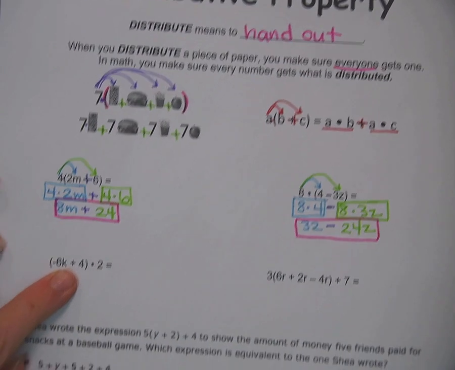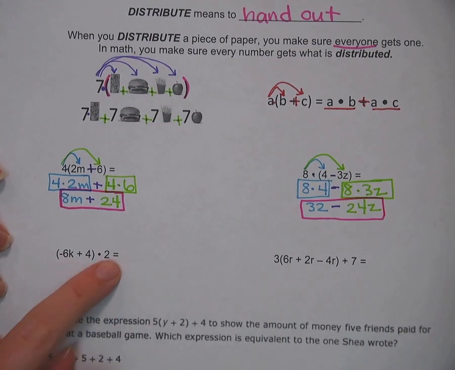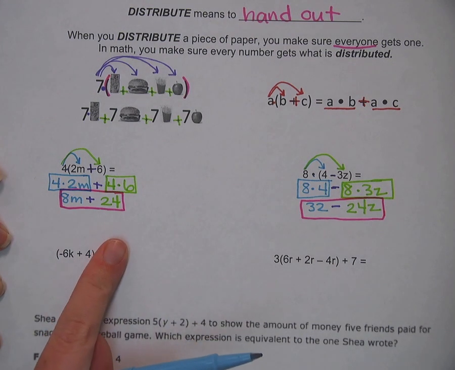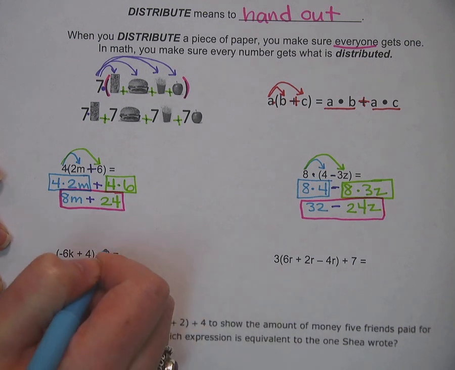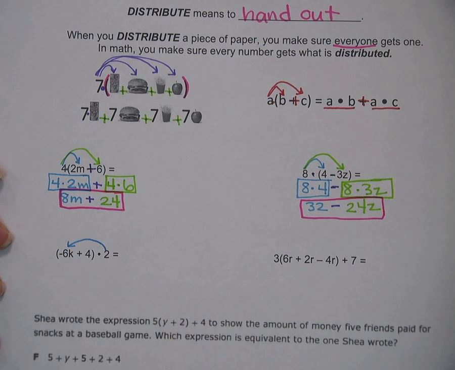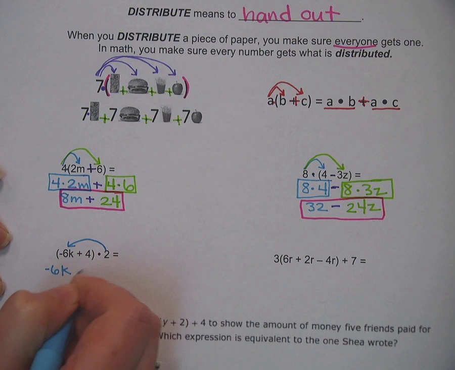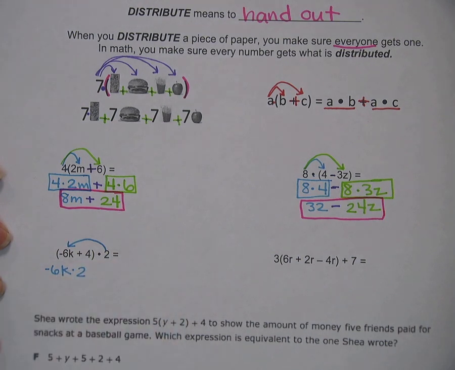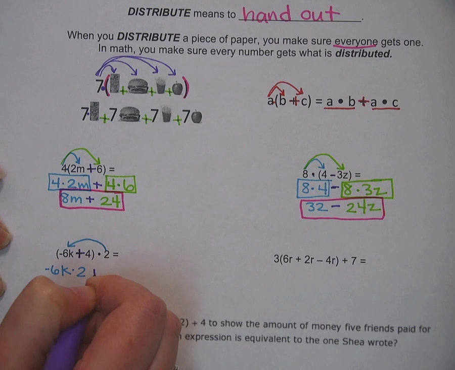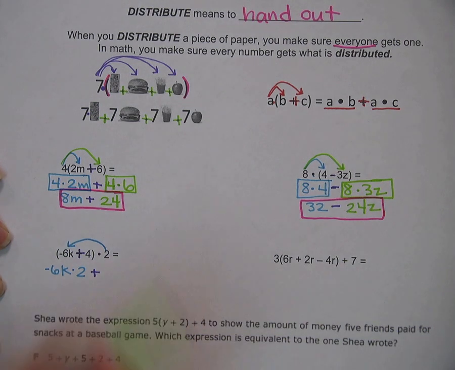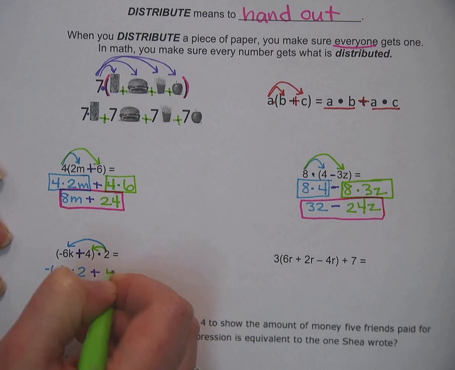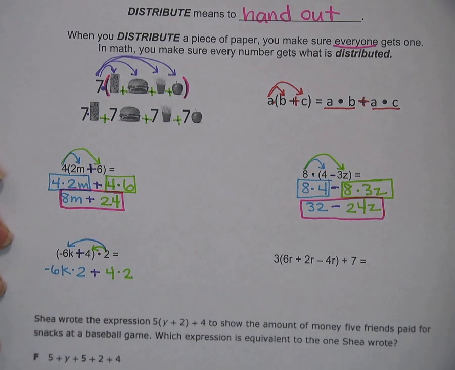For this next one, my number is in the back, so my parentheses is first, but there is a multiplication symbol there. So I can technically distribute. Again, inside the parentheses, I cannot put those two together. So I am going to distribute. If we wanted to even keep it in this order, I could do negative 6k times 2. And then I have my plus sign, so that's going to stay the same, plus. And then I am going to distribute my 2 to my 4, so I have 4 times 2.